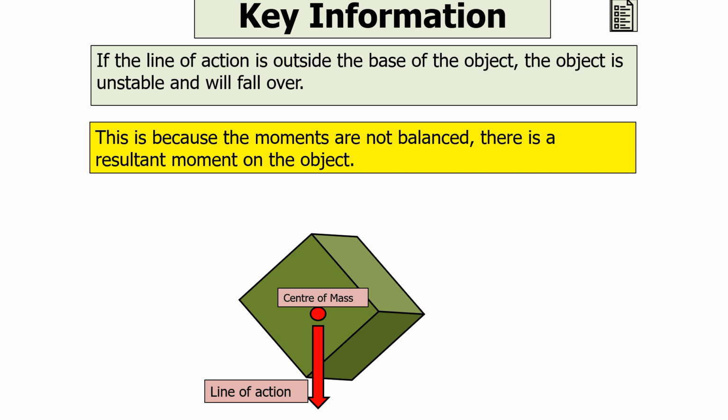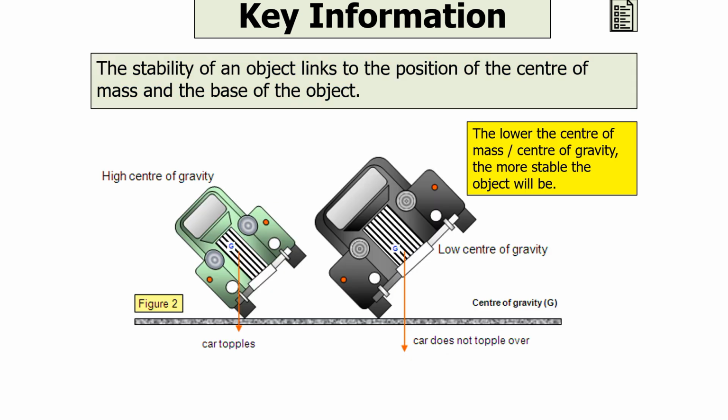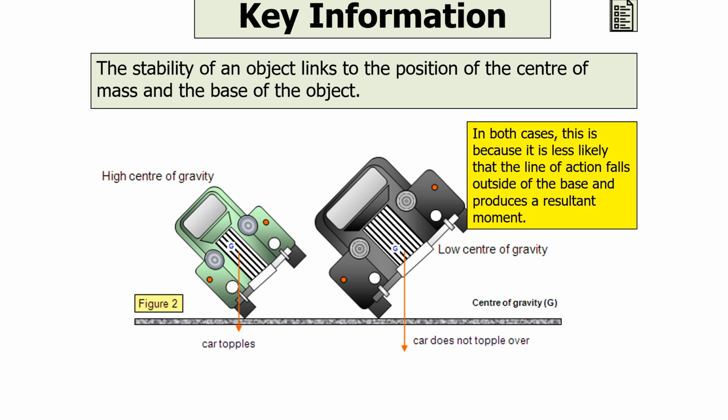So the stability of an object links to the position of the centre of mass and the base of the object. The lower the centre of mass or the centre of gravity, the more stable an object will be. And the wider the base of an object, the more stable the object will be. In both cases, this is because it is less likely that the line of action falls outside of the base and produces a resultant moment.